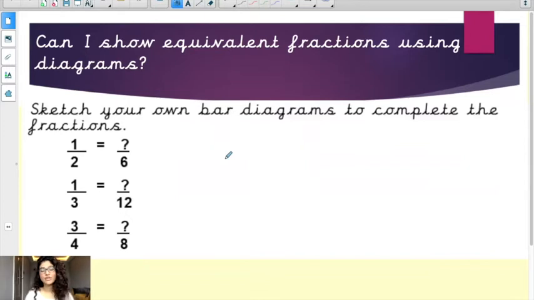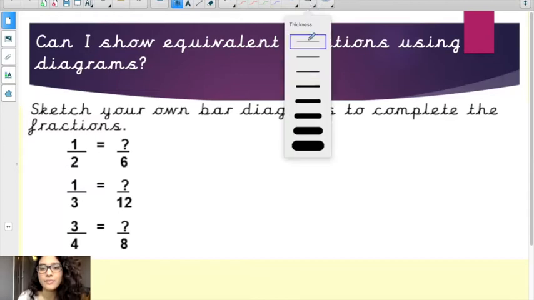I would like for you to sketch your own bar diagrams to complete the fractions. You have 1/2, so you have to draw a bar that is showing an equivalent fraction to a 1/2, a 1/3, and 3/4. And a hint that I've given you is that you know how many parts to divide your bars into. So for the first diagram, you're going to divide it into 6 parts. You're going to divide your second bar into 12 parts, and your third bar into 8 parts. Have a go at sketching your own bar diagrams for me. Off you go.